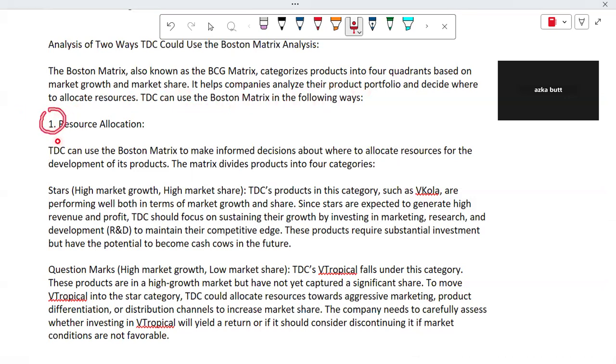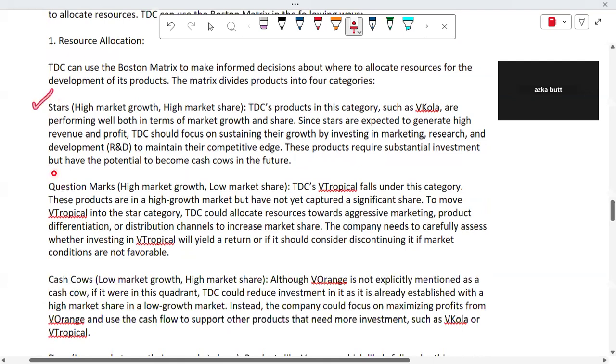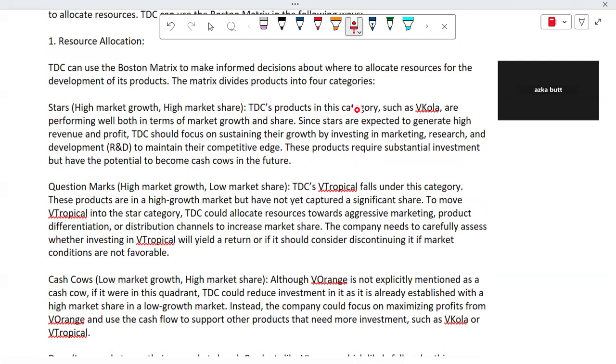First of all, resource allocation. So TDC can use the Boston matrix to make informed decisions about where to allocate resources for the development of its products. The matrix divides products into four categories. First one is stars. Star means that there is a high market growth and high market share. TDC products in this category, such as V Cola, are performing well, both in terms of market growth and share.